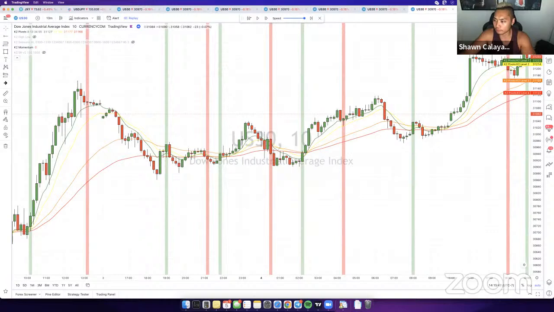And a follow-up question from Maria. Maria's asking, is the trend meter important or not? It's not, because they're two totally different indicators.